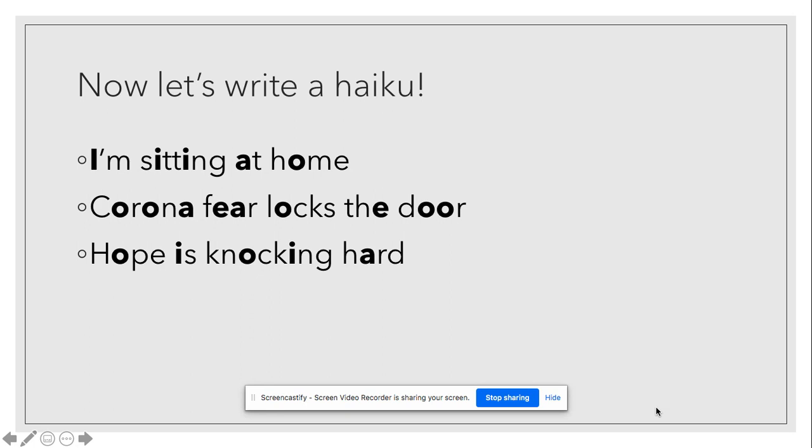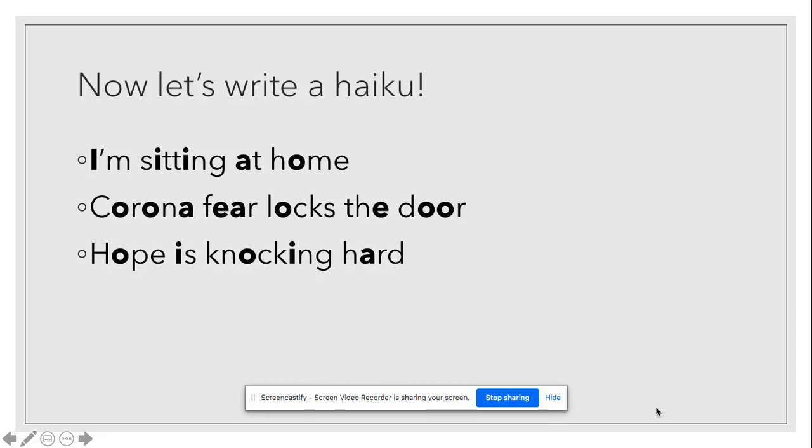Corona. That's 3 syllables. Fear, 1 syllable. So even though we actually have 2 vowel letters, E and A, there's only 1 vowel sound, which is E. So corona, fear, locks the door. 7 syllable sounds. Okay? So we have 5, then we have 7. And again, our last line is going to be 5 syllables.